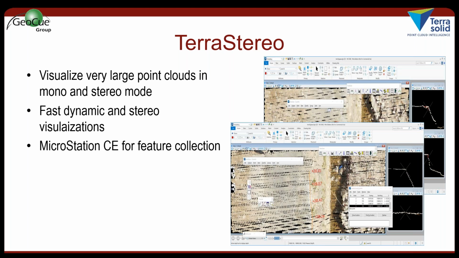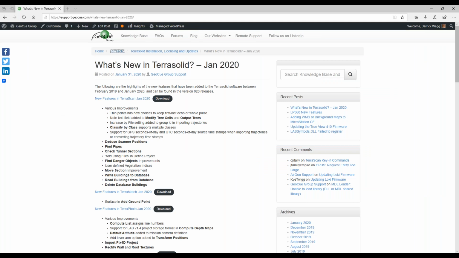Terra Stereo is the package that's used to take LIDAR data into stereo. So you can do direct compilation in MicroStation CONNECT off of your LIDAR point cloud, and a new feature that I'll discuss briefly today allows you to do some classification in stereo now as well. So that's the product family we're going to look at. We're going to go through some of the new features that are in the Terrasolid products today.